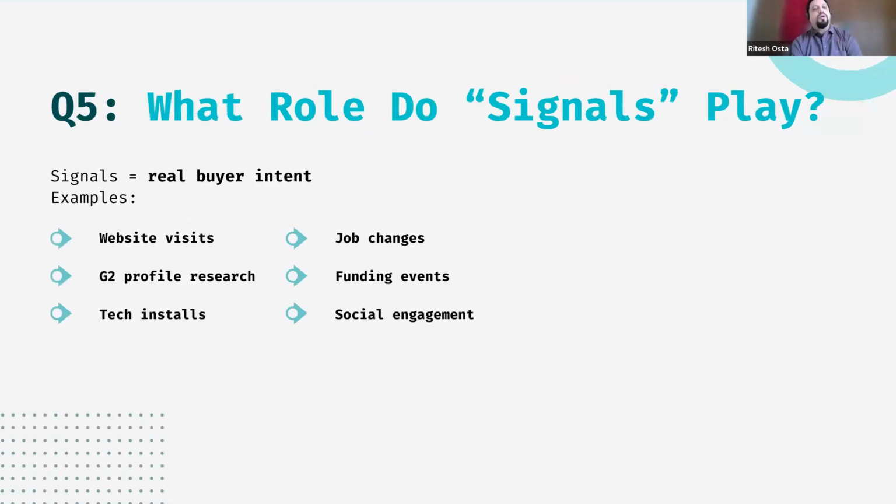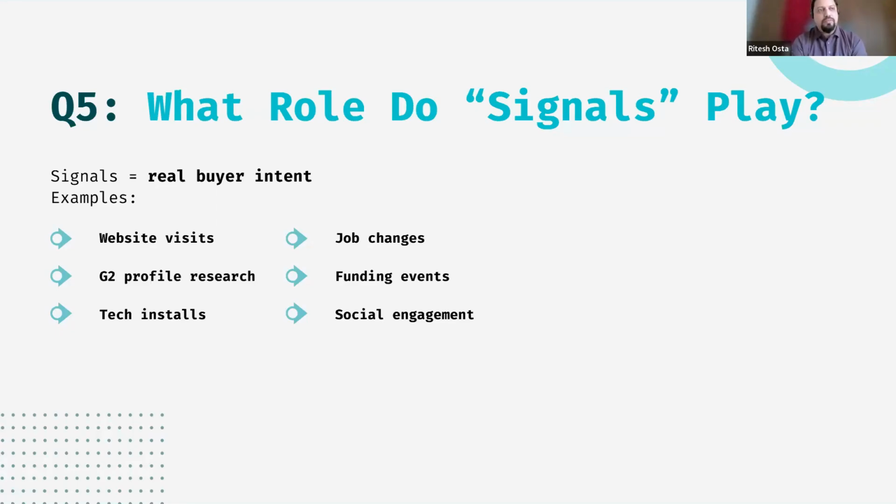All right. Now, question number 5. What role do signals play? That's a very important question. When we use the term signal, our context is real buyer intent. That's what our context is from the B2B growth point of view. What is the buyer intent?